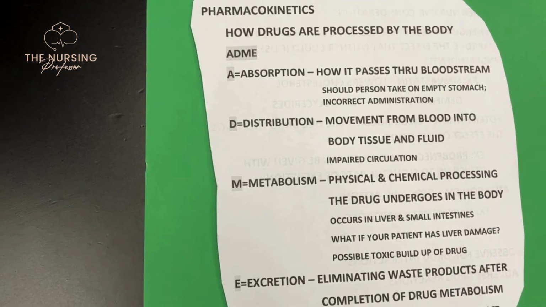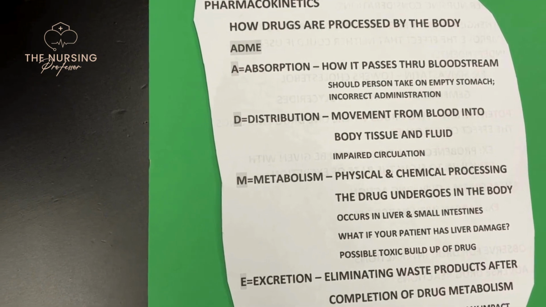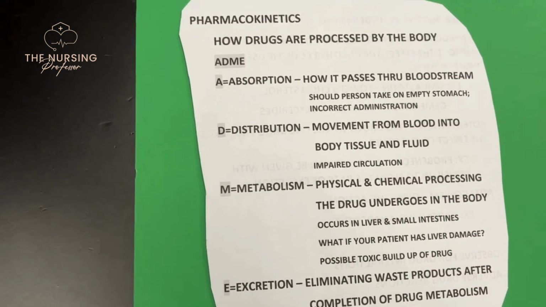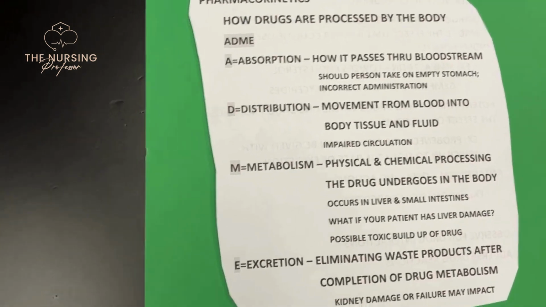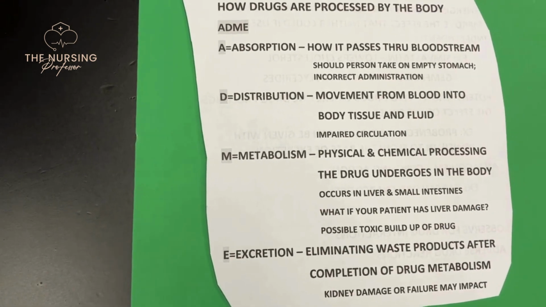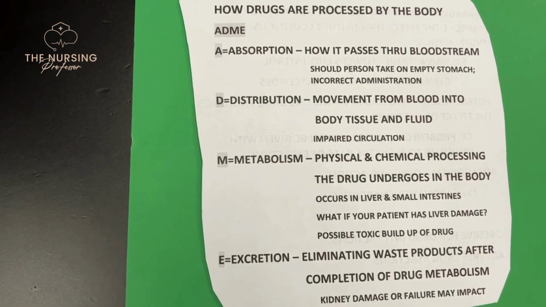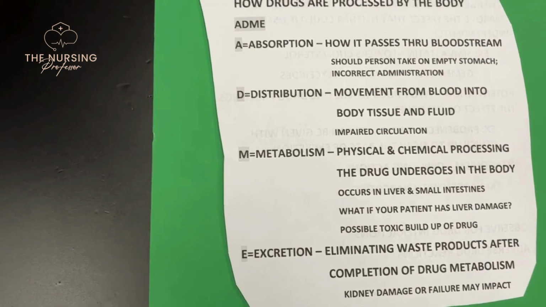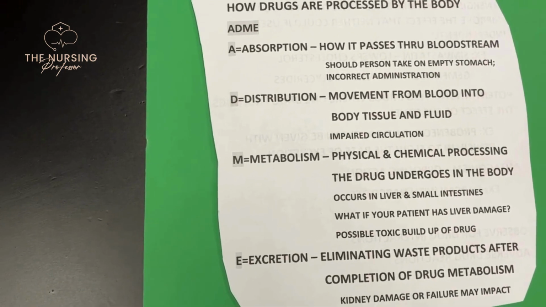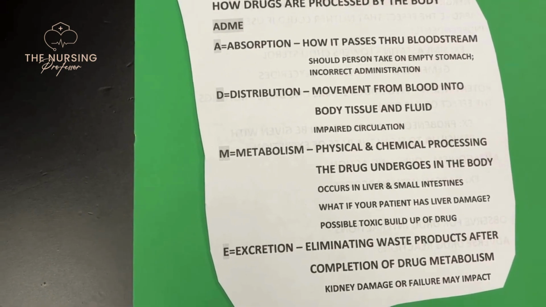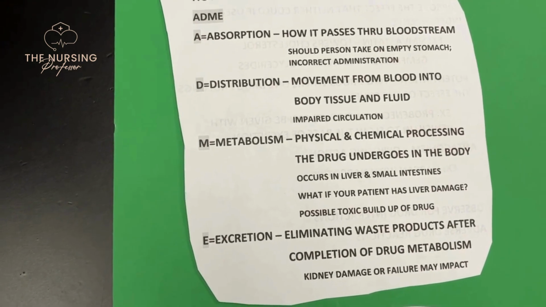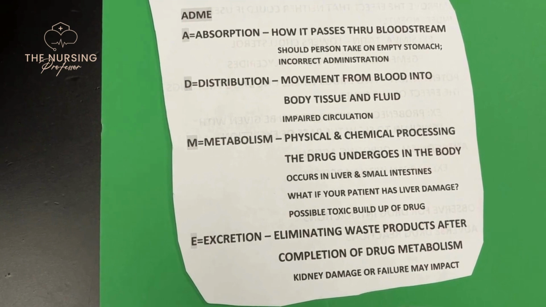So A is for absorption. That's how the drug passes through your bloodstream, like if a person should take the medication on an empty stomach or not. Distribution is how that same drug moves throughout your bloodstream to get to the appropriate tissue. And so if you have a person who has impaired circulation, that could possibly have an impact on the distribution of the medication.